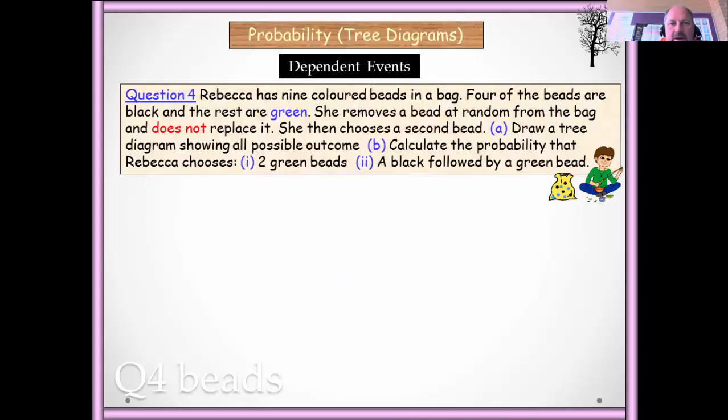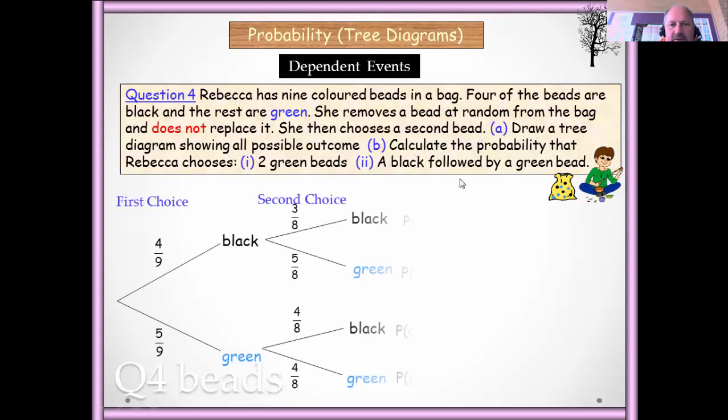This one, Rebecca has 9 beads, 4 are black and the rest are green. She removes a bead from the bag and does not replace it. She then chooses a second bead. So we're asked to draw a tree diagram and answer some questions. So here's the tree diagram.